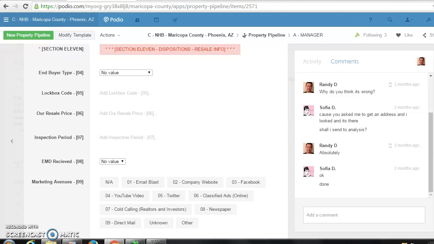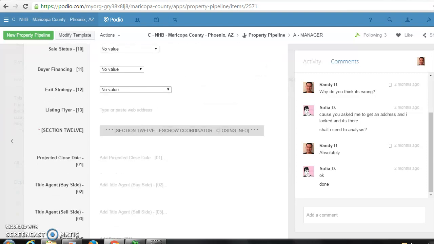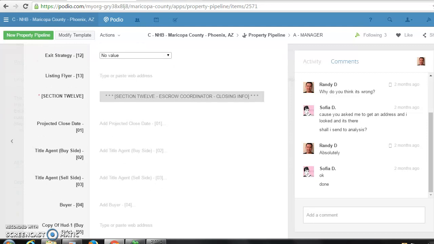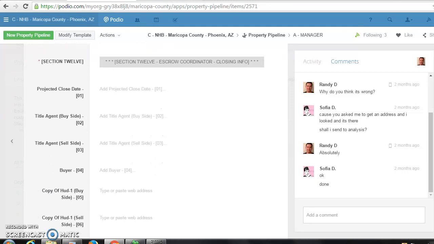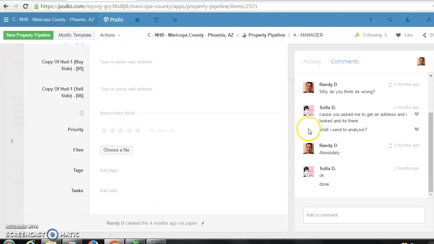And I'll market the property with a lockbox code, check off where I'm going to market it, put it out there. If we get an offer in, it just makes it to closing. So close date, title company, and we close the deal. Copies of the HUD-1s uploaded, boom. That is everything. And the whole time we got comments on the right.